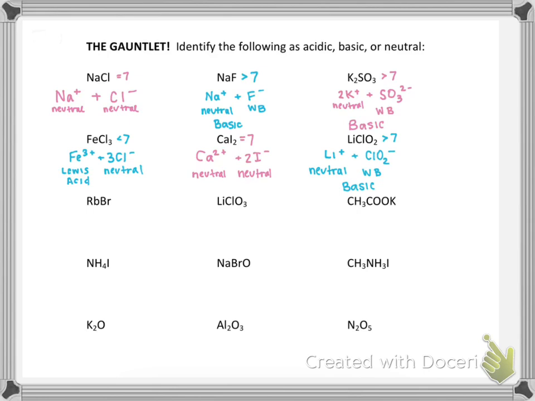For one of my favorite salts, rubidium bromide, it's going to dissolve into Rb+ and Br-. Rb is connected to RbOH, which is a strong base. So this will be neutral. And Br- would come from HBr, which is a strong acid. So this will also be neutral.